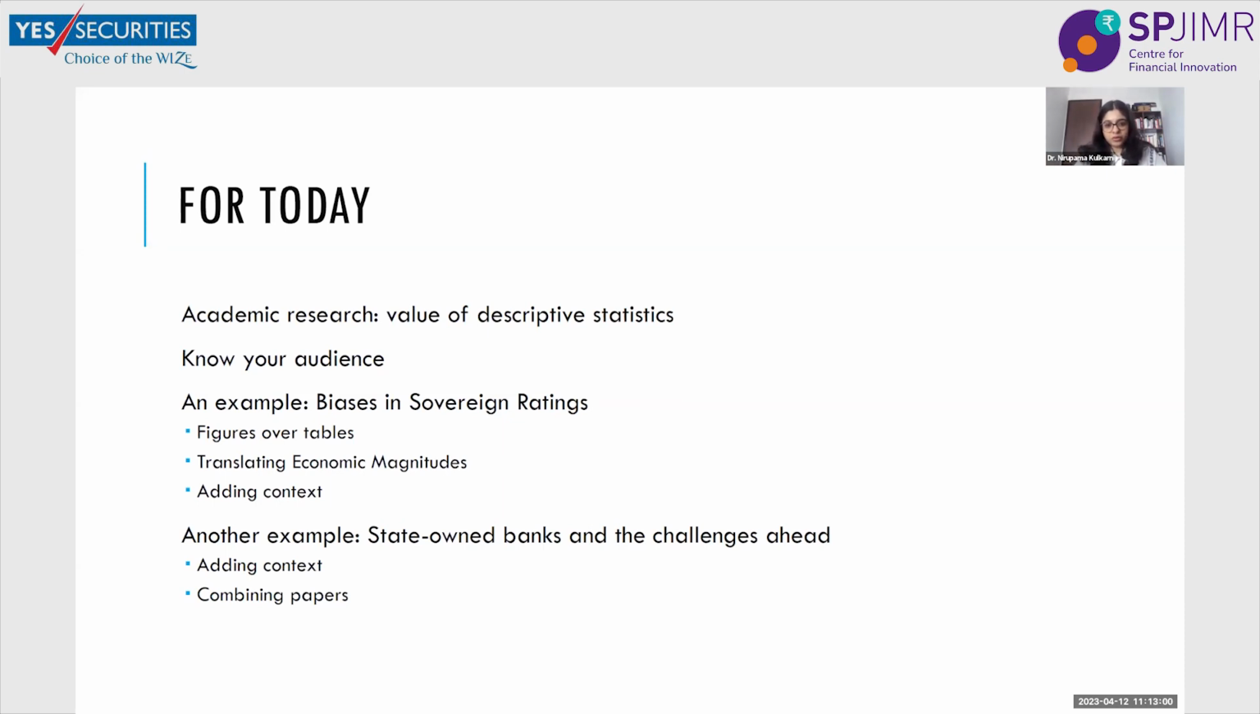And then I'll talk about two specific examples. One is a paper that I worked on, biases in the sovereign ratings by credit rating agencies. I'll focus on three specific things there: figures over tables, how to translate a complicated empirical analysis into something that practitioners will appreciate, and third, adding context, which helps bridge the gap between why this question is important from an academic perspective, but why the practitioner should care.